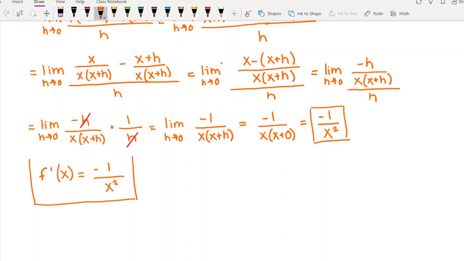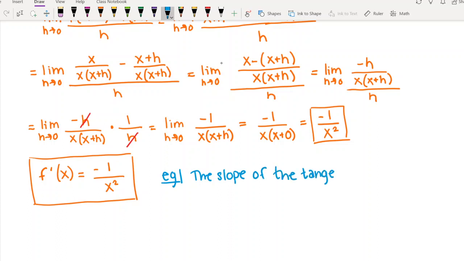So for example, let's say you wanted to find the slope of the tangent line to your original function at, let's say, x is equal to 2. Well, you would just take this derivative function and plug in 2.